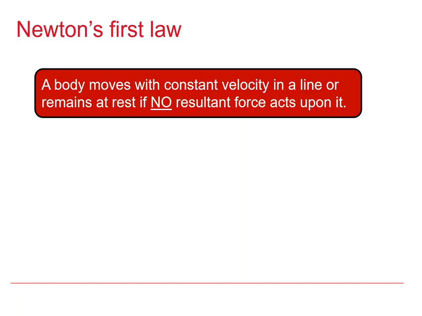An object will move with constant velocity, so that's in a straight line at the same speed, same direction, or if it's not moving to start with, it will stay at rest, so long as there is no resultant force acting upon the object. And that works both ways. So if it continues to move in a straight line at constant speed, or if it stays at rest, then that means there's no forces acting on it. Likewise, if there are no forces acting on it, then it will continue to move at constant velocity or stay at rest.